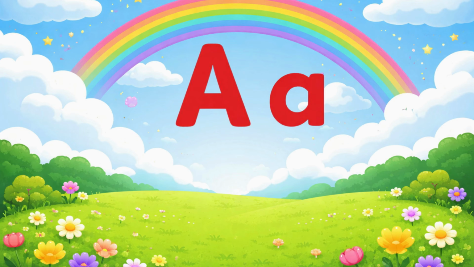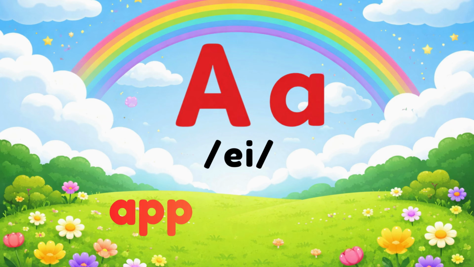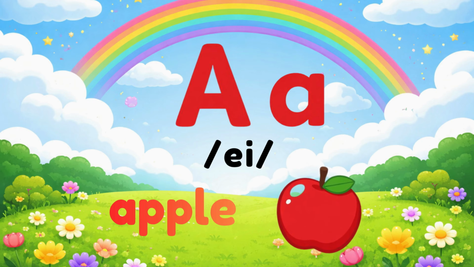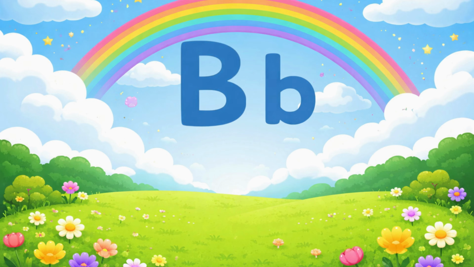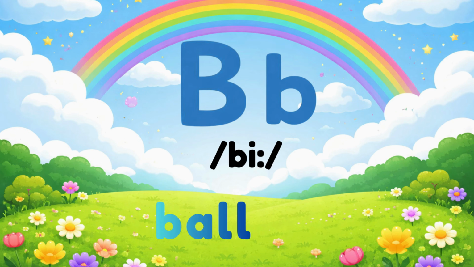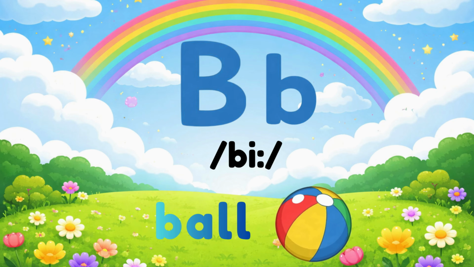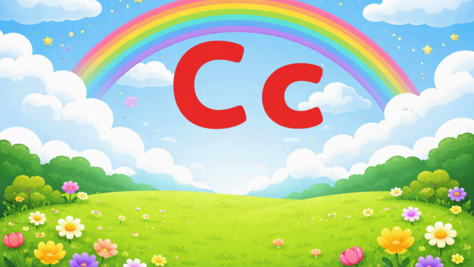This is the letter A. A. This is an apple. A is for apple. This is the letter B. B. This is a ball. B is for ball. This is the letter C.